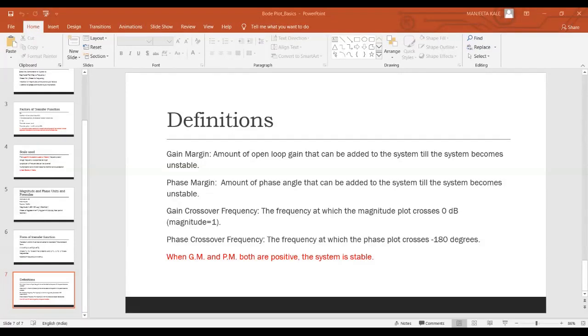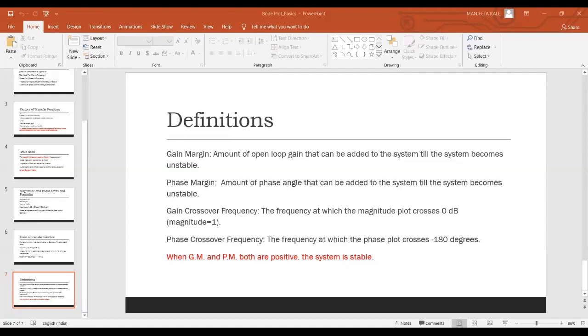Okay. Gain crossover frequency is the frequency at which the magnitude plot crosses 0 dB. Now, what is the significance of this 0 dB? Usually we have seen that when we have the characteristic equation 1 plus G(s)H(s) equal to 0, then as in the root locus, the magnitude condition is that the magnitude of G(s)H(s) must be equal to 1 and the angle of G(s)H(s) must be equal to plus minus 180 degrees. So those concepts are incorporated in this Bode plot, where the frequency at which the magnitude crosses 0 dB means the magnitude is exactly equal to 1.